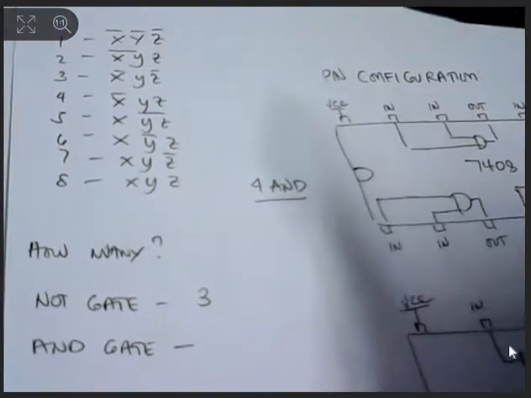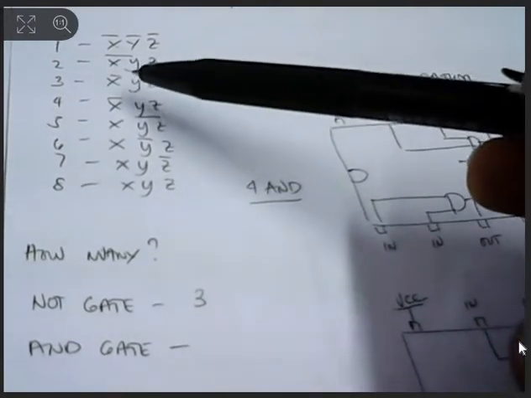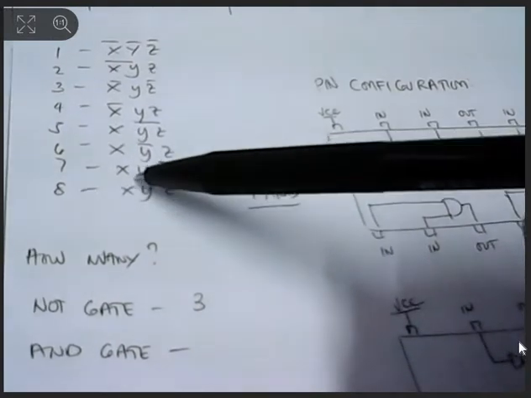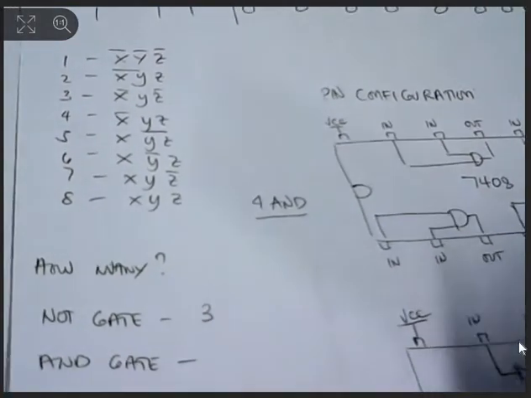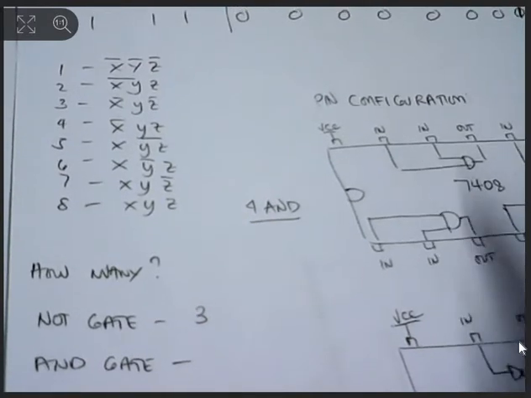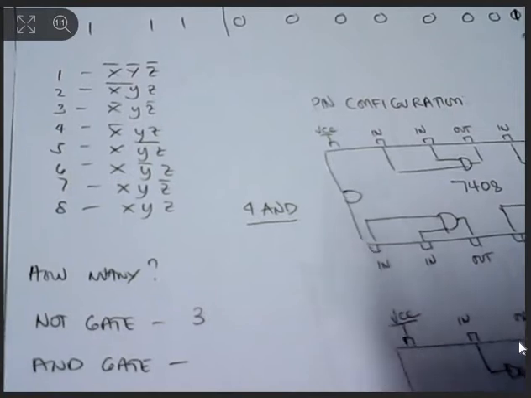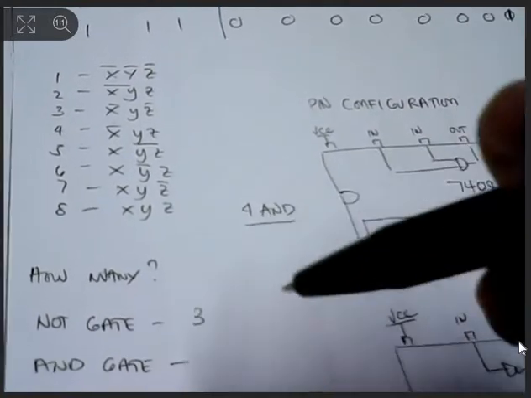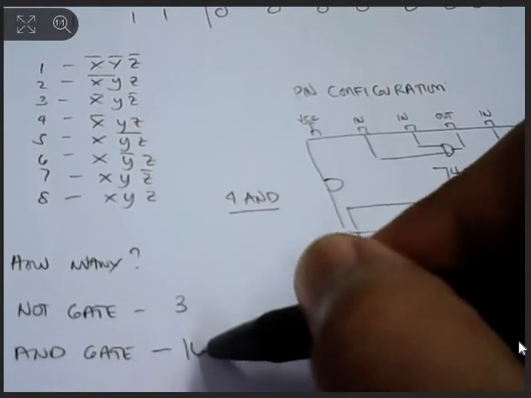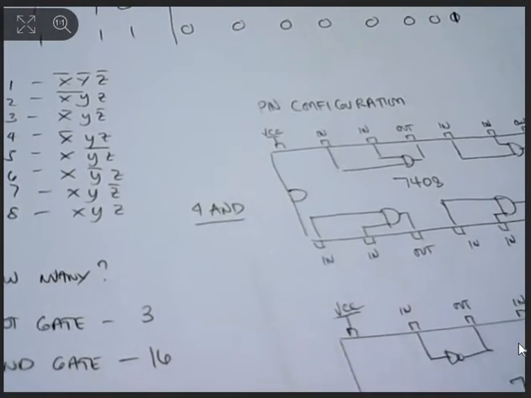And for the AND gates, we are going to count. For the first equation, you have 1, 2, 3, 4, 5, 6, 7, 8, 9, 10, 11, 12, 13, 14, 15, 16. So there are 16 AND gates, and we know that in one IC, there are 4 AND gates. So all in all, we need 4 ICs for us to be able to implement our decoder. We have 16 AND gates, and there are 4 AND gates in one IC, therefore we need 4 ICs.